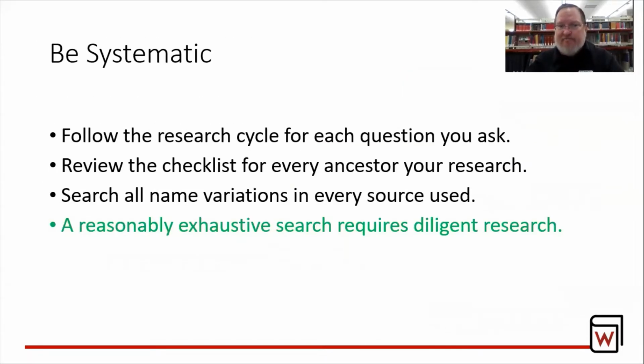And be systematic. Follow the research cycle for each question you ask. Review the checklist for every ancestor you research. Search all name variations in every source used. And a reasonably exhaustive search requires diligent research. When you search an index in a book, be systematic and search through every surname variation, every first name variation that you can think of and find, and record this information so you know that you did the search at some point in time.